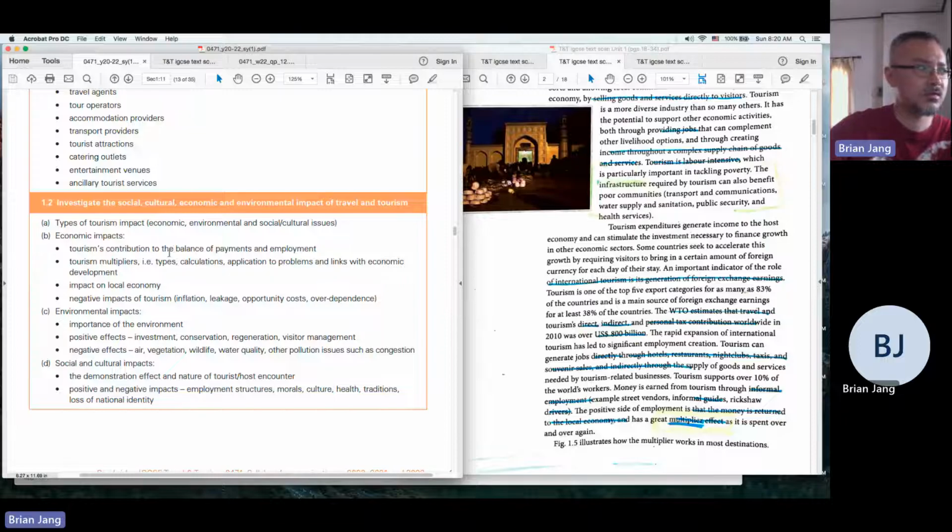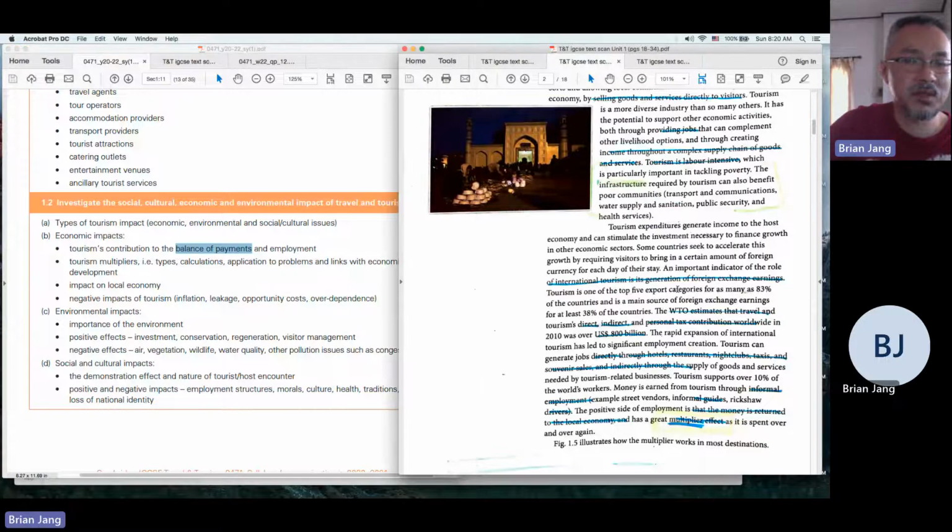What's tourism contribution to the balance of payments and employment? I'm going to stop right here. I find this very interesting. Again, I said this in class. You probably learned this in economics, and if you did, I hope you remember it. If you don't, then you're not going to get that much of a review from me or the book, because the book doesn't really talk about balance of payments so much. But basically, I'm going to tell you this.